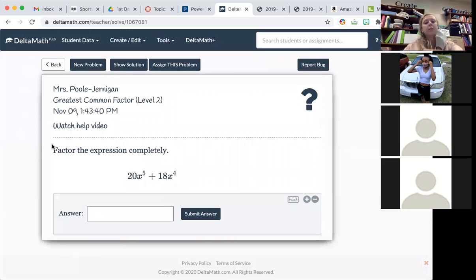I feel like y'all can do this one. I'm going to let y'all talk me through it. What's the GCF? Because we got to check that first, right? What's the GCF of 20 and 18? 2. So did you guys take out a 2? So then when you divide by 2, the numbers left on the inside would be 10 and 9, right?